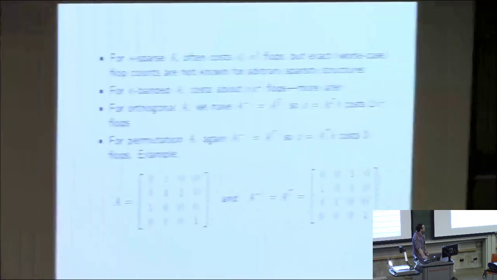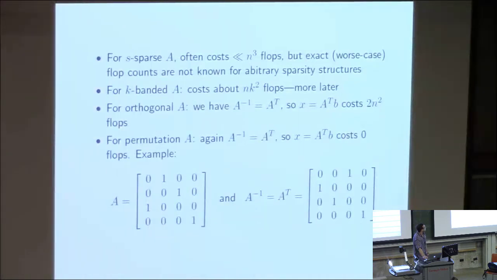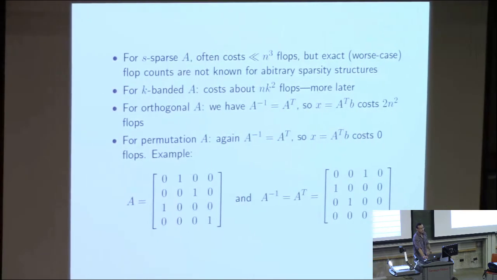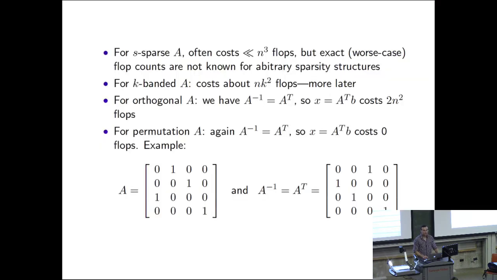Let me tell you about some other matrices. Some of these will be easy to see, some of these not. And some of this is the topic of current research, and hence is not even really well understood. For an S-sparse matrix, solving a linear system often costs much, much cheaper than n cubed flops. But somewhat, I think, maybe surprisingly at first, given that it's 2018 and we've been solving linear systems for I don't know how many hundreds of years. For a long time, people have been thinking about this, at least 100 years, in some form.